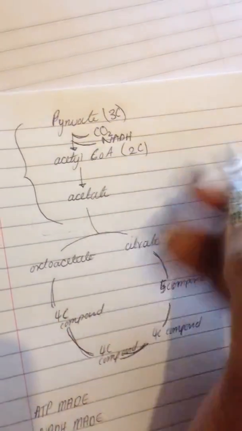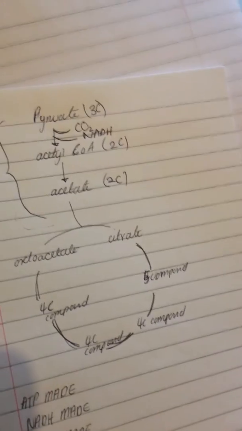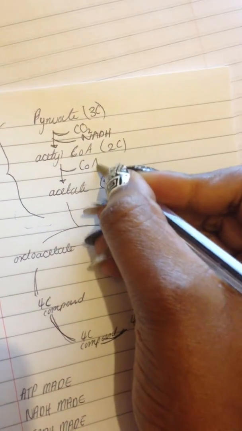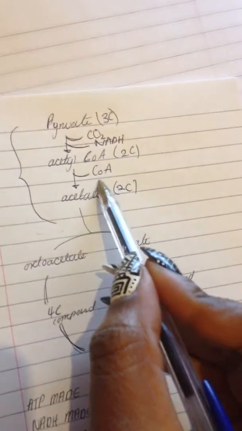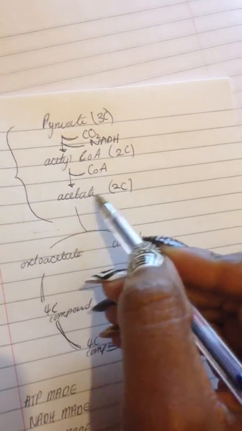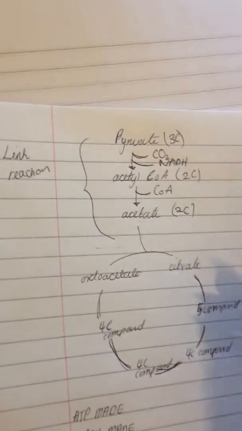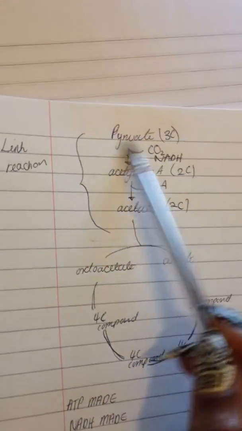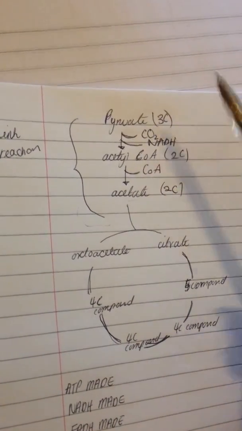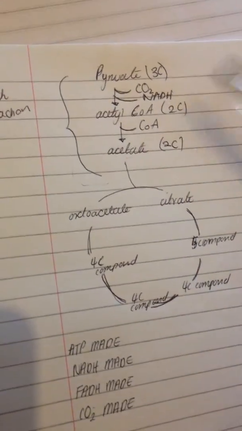Now, if you see here, we've got acetate. This is also a 2-carbon compound. But here, we lose our coenzyme A to just give us acetate. This coenzyme then goes back to pick up some more acetyl. So here we go. And this little bit here is our link reaction. All that really happens is pyruvate is decarboxylated and dehydrogenated. Coenzyme A leaves, gives us acetate.